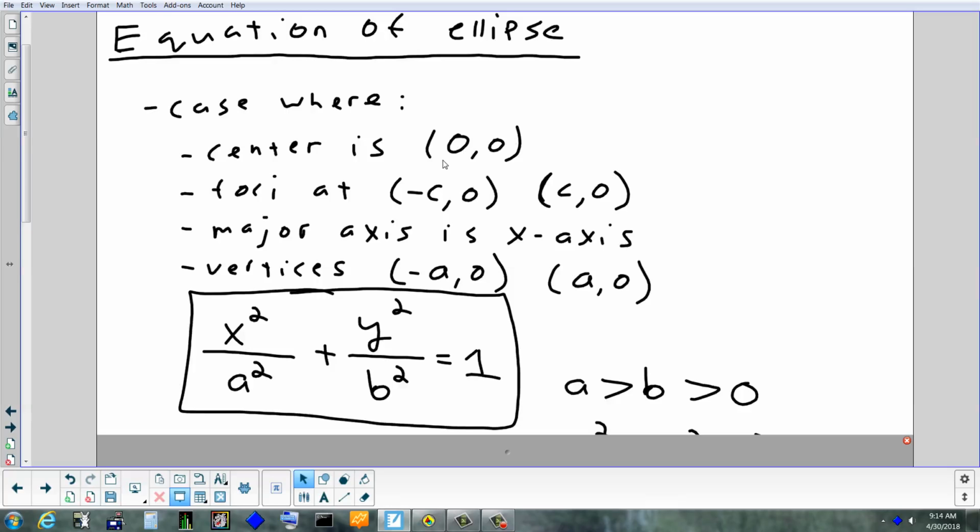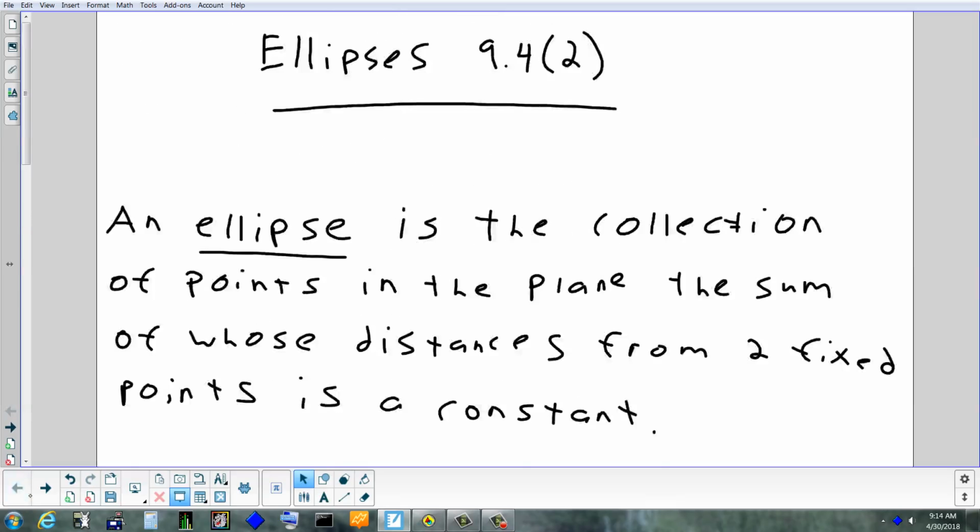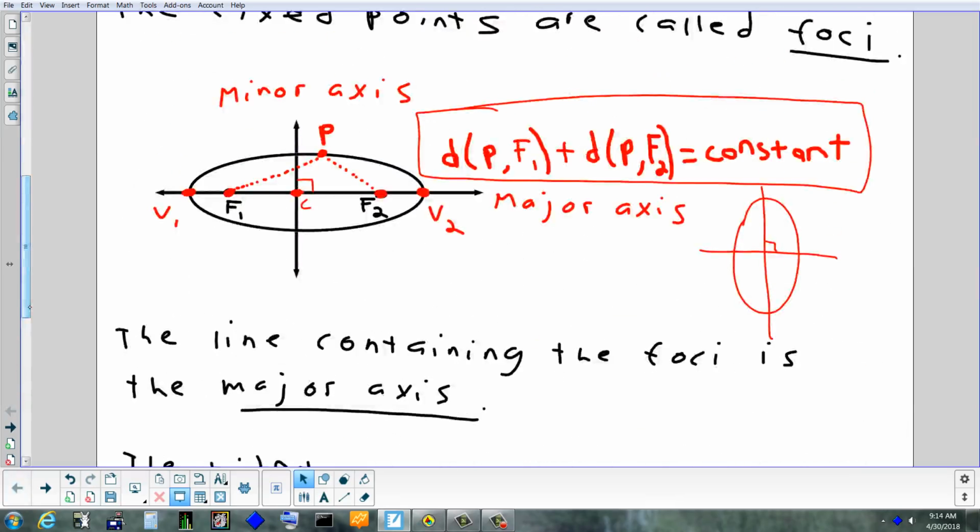Okay, so if you're wondering, what do I mean by distance from center to minor axis? Go back to the picture. This is B right here. That's the distance from the center to the minor axis. Center to focus, center to vertex. I just drew them on different sides so you could kind of see them.